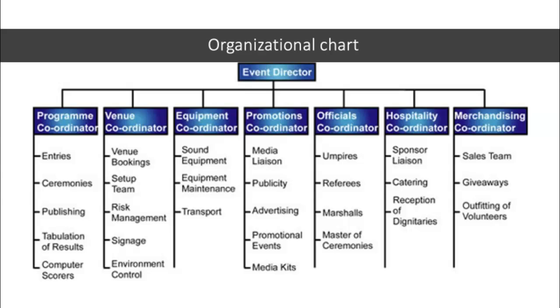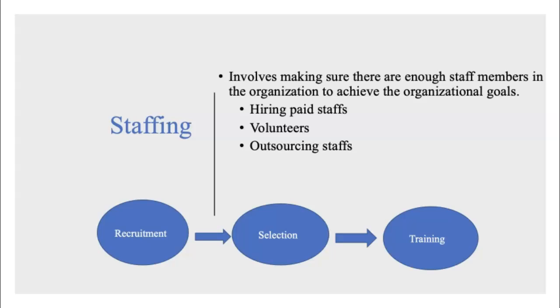When we create this organizational chart, it also lets us know how many people we need in order to deliver the entire event. So this is related to staffing, right? Staffing involves making sure we have enough staff in the organization, which can help us achieve the organizational goal. Staffing normally involves a very effective recruitment and selection process of people to fill the positions within the organization.